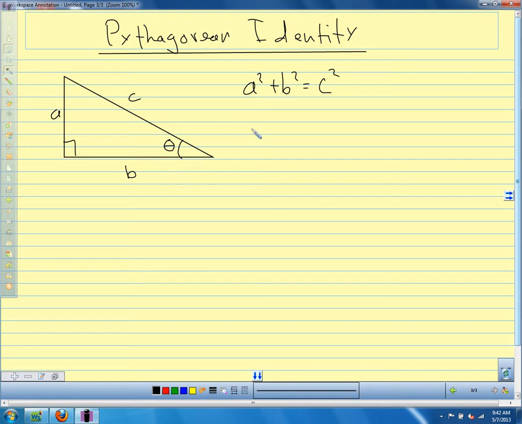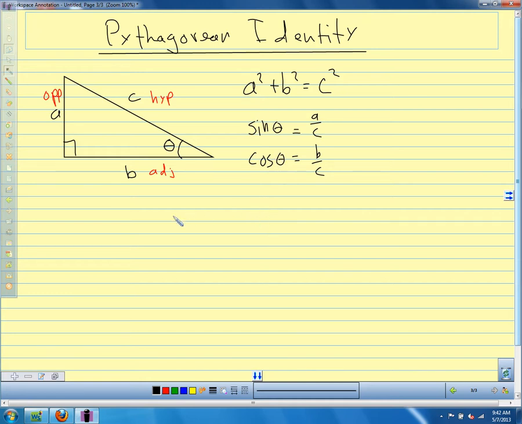We know that the sine of theta, let's label our sides. This is the hypotenuse, this is the adjacent, and this is the opposite. The sine of theta is the opposite over the hypotenuse, A over C. Cosine of theta is adjacent over hypotenuse, or B over C. So what we're going to do is square both of these and add them together and see what happens.